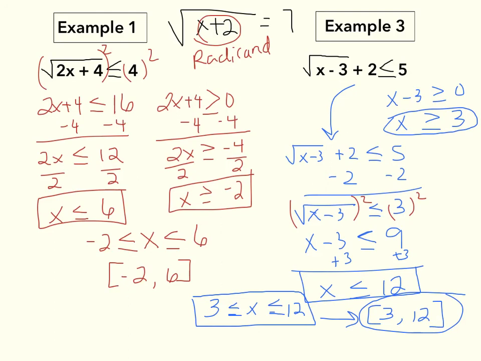So again, that means any number 3, 4, 5, 6, 7, 8, 9, 10, 11, 12, you can plug all those in for the x, and this will turn out to be less than or equal to 5. Any number less than 3, 2, 1, 0, any of the negatives, or any number greater than 12, like 13 and up, will not make this true.